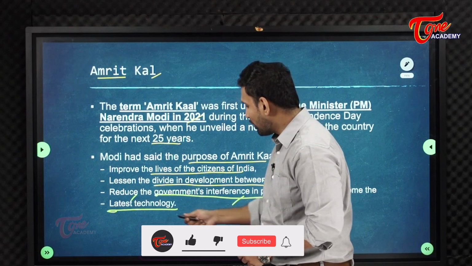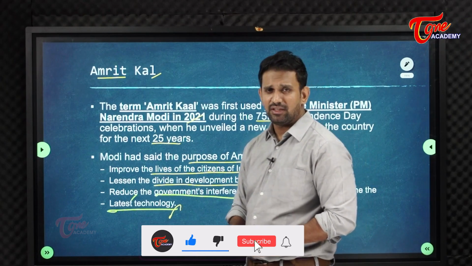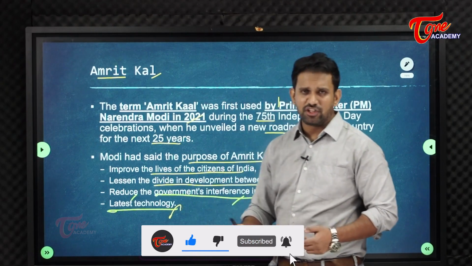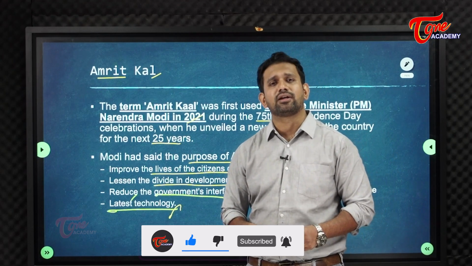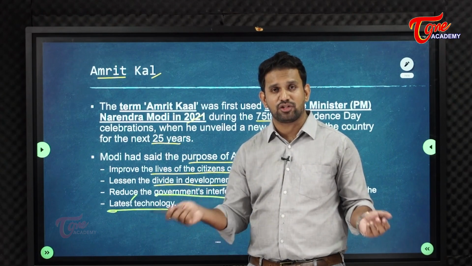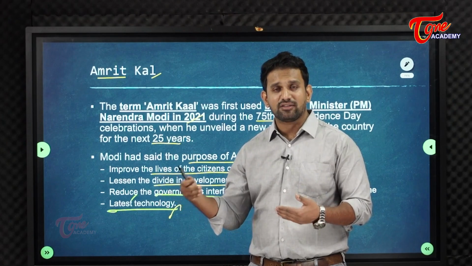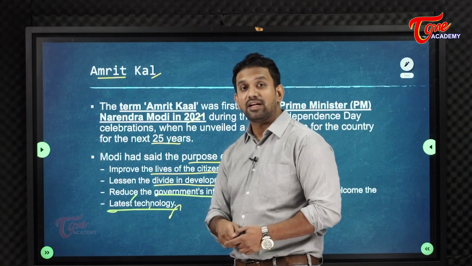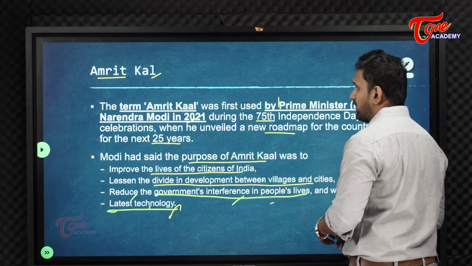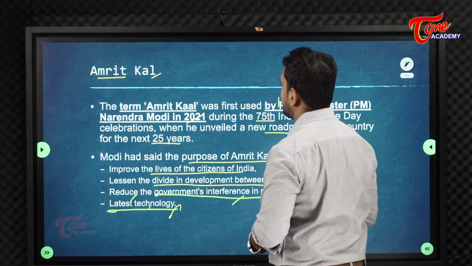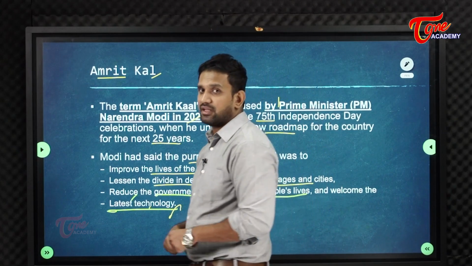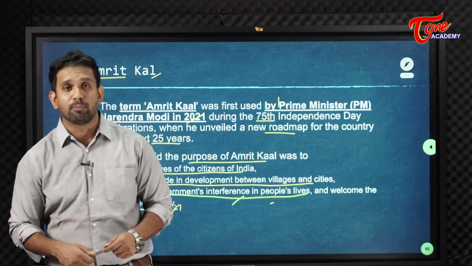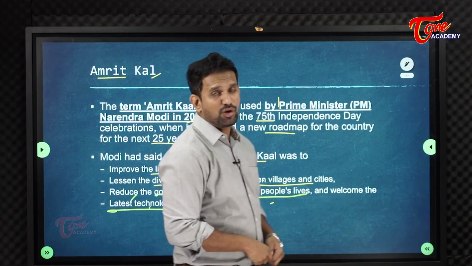The next one is what? Latest technology. You, me, or industry people, anyone should go for the usage of the latest technology. What is the improved version available for a particular technology? We have to use it. That is the latest technology, right? So please make sure that this may directly come in the examination: what do you understand by the term Amrit Kal and what are its various components? Discuss these components and your job will be done.